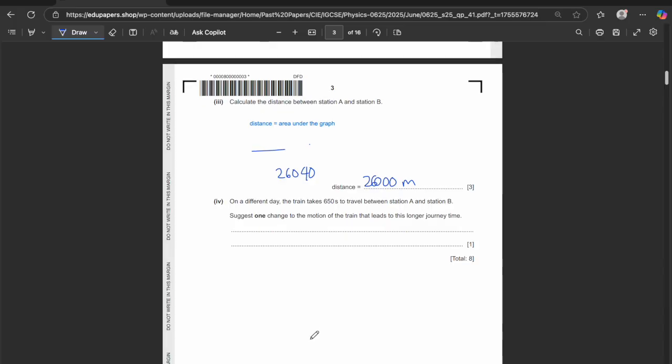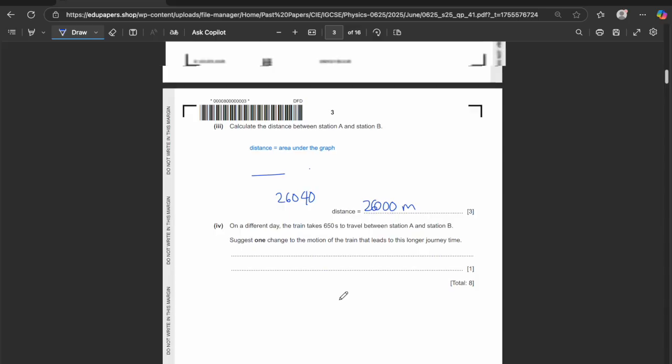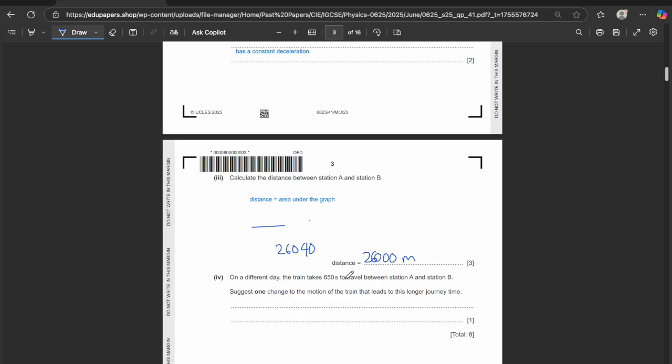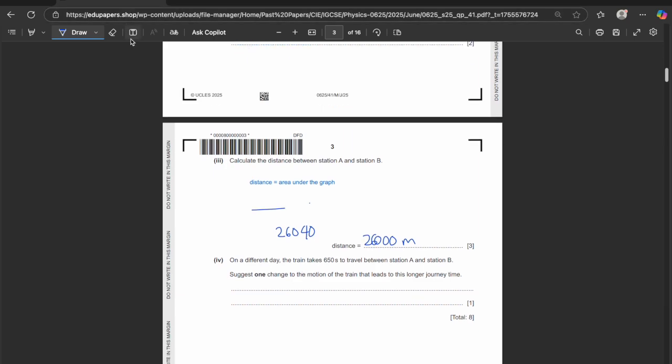Okay, so on a different day, the train takes 650 seconds to travel between station A and station B. Suggest one change to the motion of the train that leads to this longer journey time. So longer journey time means lower speed, and one that causes the lower speed is maybe low acceleration and things like that. So we can just write in general, lower average speed.